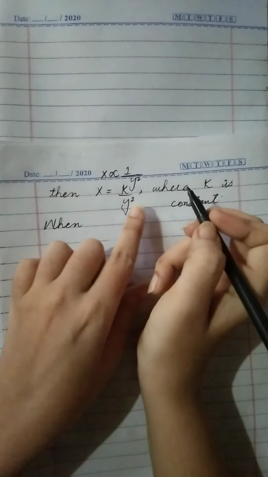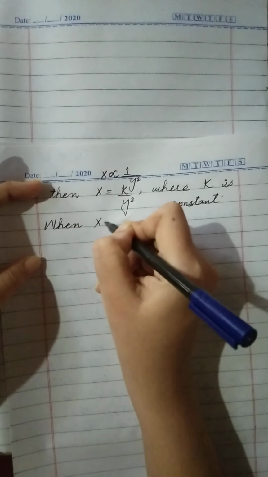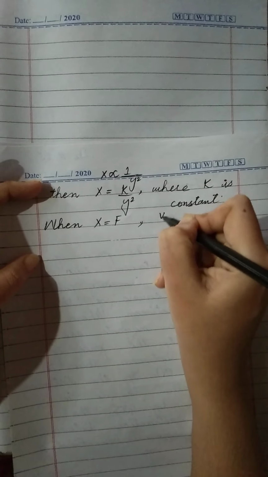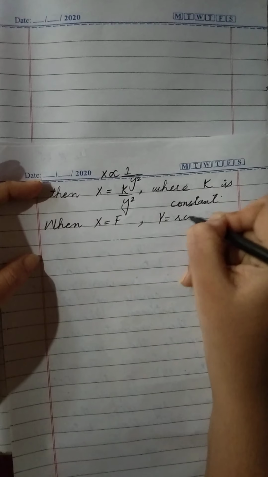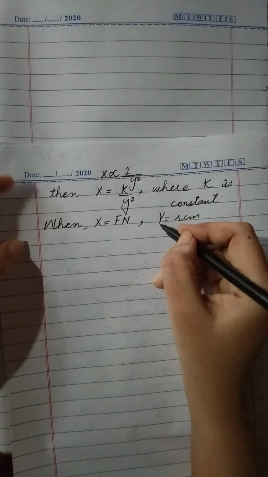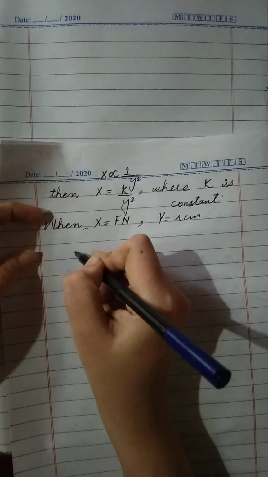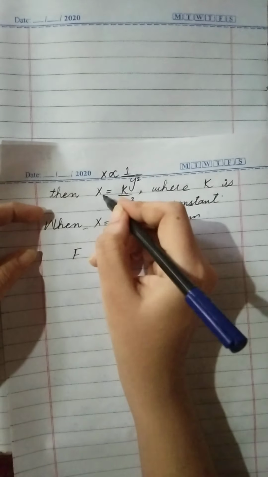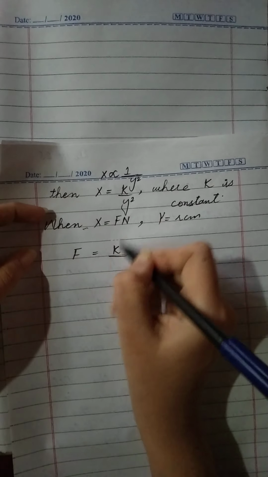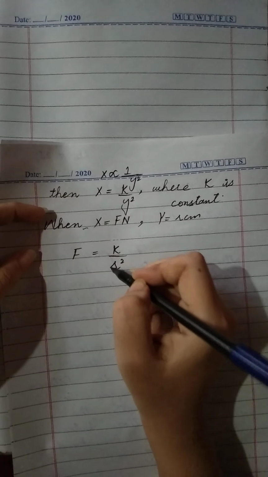And now when x is equal to f, f is given, x is equal to f and y is equal to r, means r centimeter and f newton. X is force and y is distance. We will place these values in the equation. X is equal to f and k as it is because we don't know, and y is r, means r square. So f is equal to k by r square.